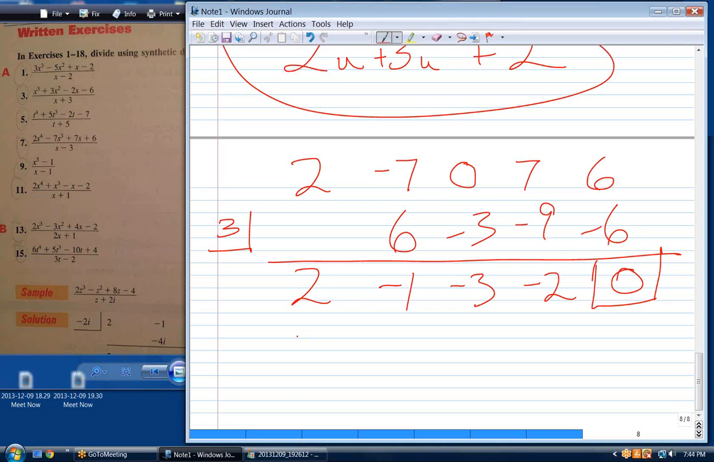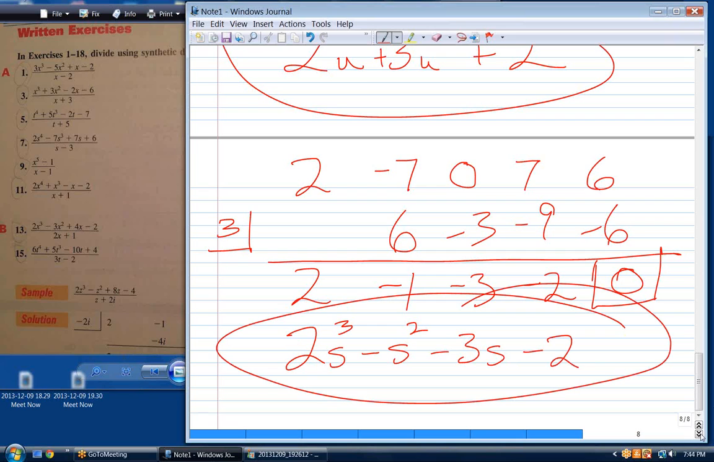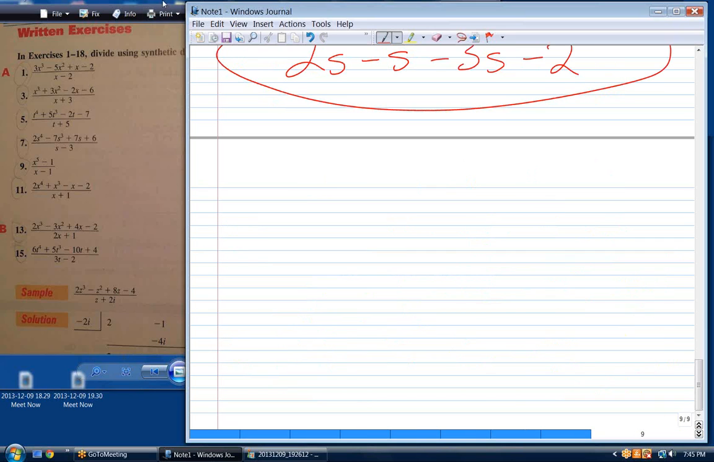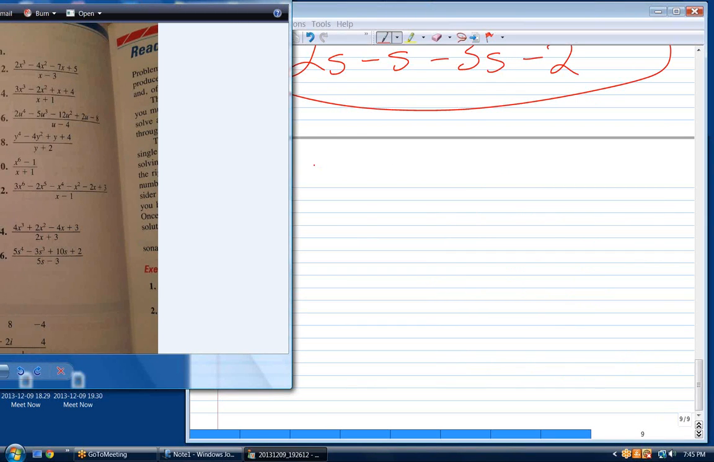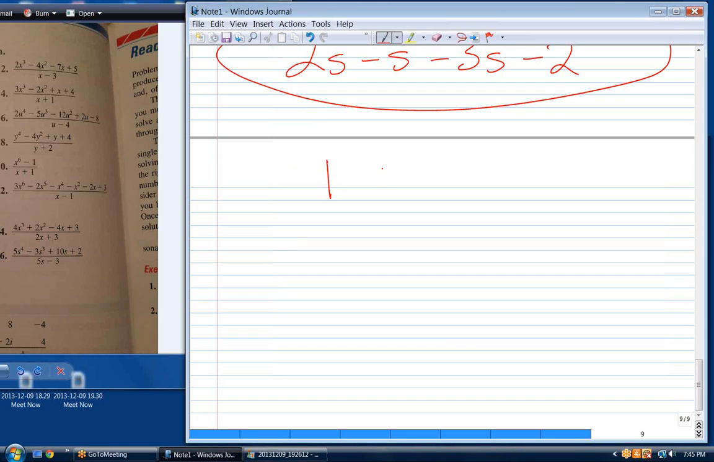Okay, so what's this answer? It'll be 2s cubed minus 1s squared minus 3s and then minus 2. Okay. And then 8 skips one as well. It goes 1, 0, -4, 1, and then 4. The box is -2.